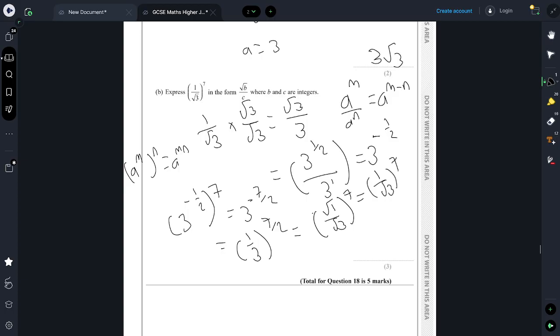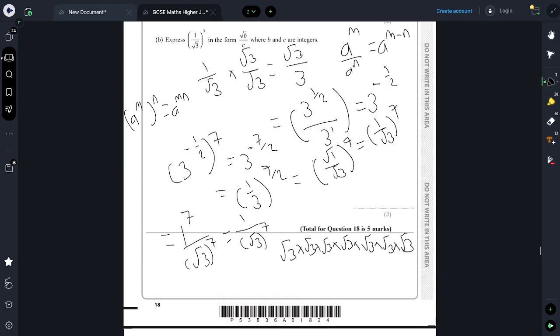But yeah, so then just times by 7. So then this is simply the same as saying 1 to the 7 over root 3 to the 7. Now 1 to the 7 is 1. Now, root 3 to the 7, you can spot as saying root 3 times root 3, 7 times. So root 3 times root 3 times root 3 times root 3 times root 3 times root 3 times root 3. I thought it would have got somewhere else there, but I guess not. But yeah, that's root 3 to the 7, 7 times.